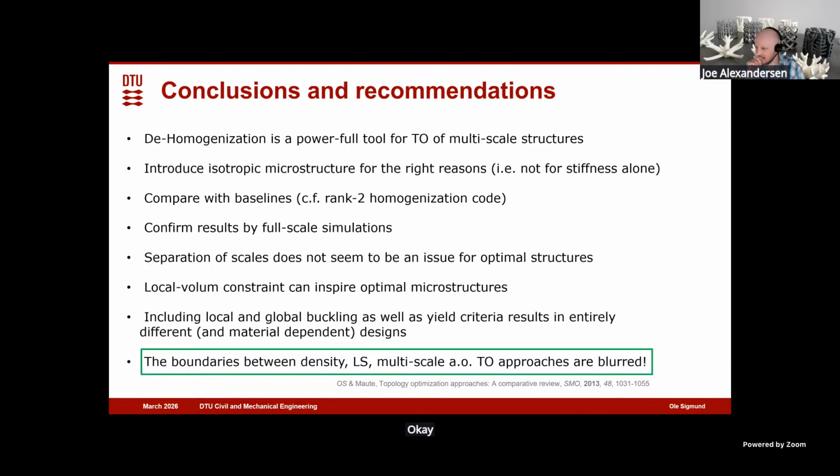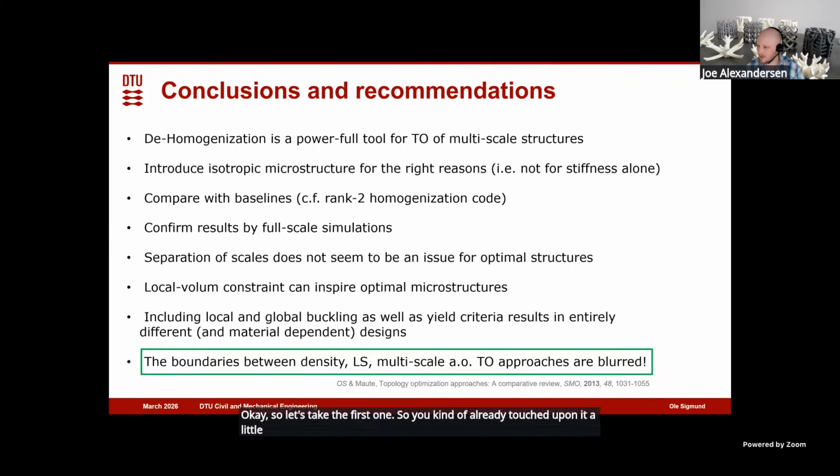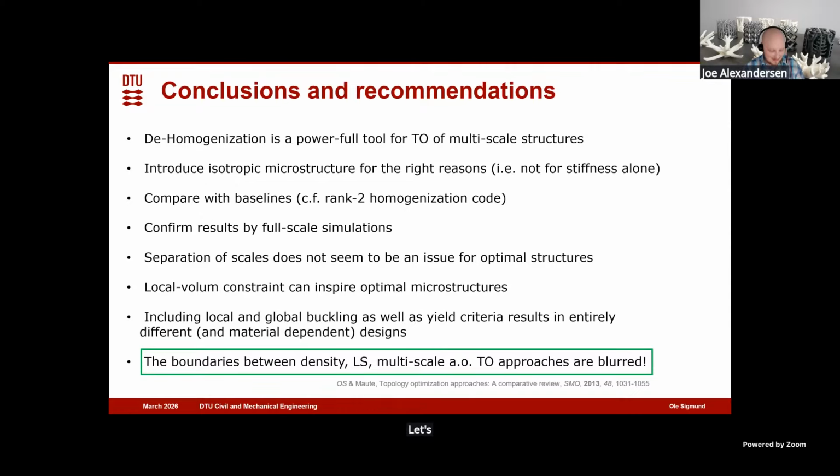Okay, so let's take the first one. You already touched upon it a little bit throughout, but this person is asking about nonlinear problems, both Navier-Stokes, which I think you mentioned a little bit. But let's maybe expand it to what are some of the difficulties or opportunities when having nonlinear physics?